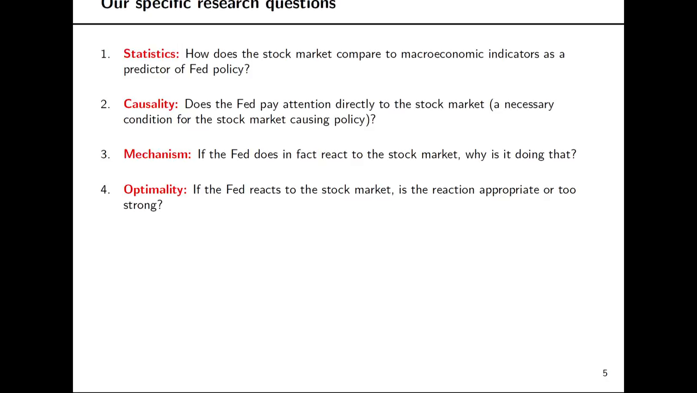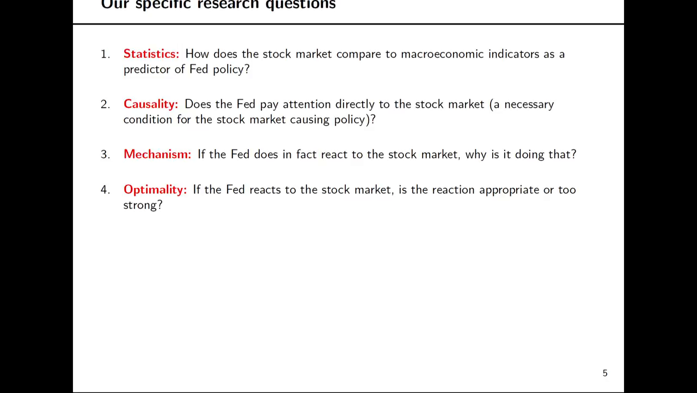Then we're going to argue causality and mechanism by textual analysis. With the help of lots of Python code, we're going to read a bunch of FOMC minutes and transcripts. The basic idea will be that if the Fed is reacting causally to the stock market, it better be the case that they talk a lot about the stock market after it's gone down. You can think of this as a necessary condition for causality. If they never talked about the stock market, then presumably it could not be causing their thinking.